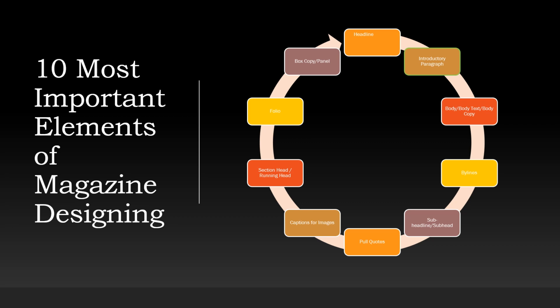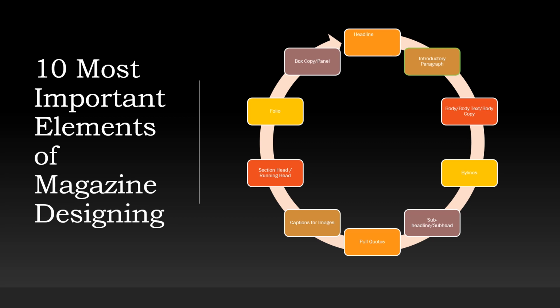The section head or the running head. Every magazine article does not need a running head, but some do. These are usually placed at the top of every page of a magazine and aid readers in navigating through an article easily. A running head should be designed creatively so that it looks good, because it is present on almost all pages of the magazine, and the reader sees it now and then, so it has to be visually attractive.